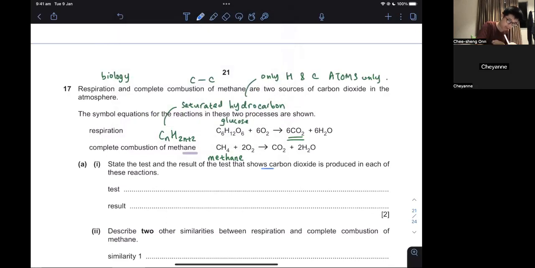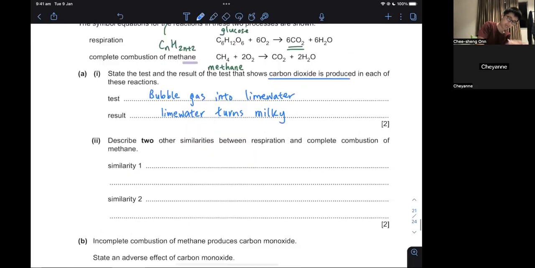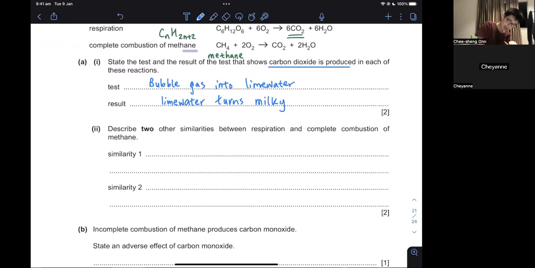Can you tell me what is the test for carbon dioxide? Add lime water. Yep. So you don't actually add lime water to the gas, but you would collect the gas and bubble the gas into lime water. Adding lime water to the gas is a bit tricky, but if you collect the gas and bubble it into a test tube filled with lime water, then what will happen to the lime water? It turns milky. Yep, so it turns milky, it turns cloudy. I think last time you saw me doing it in class, so those are very common stuff.